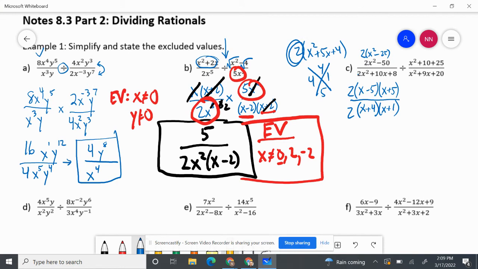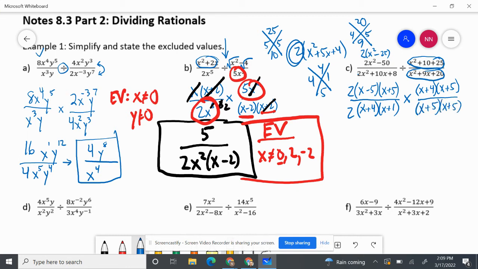I'm going to factor and flip the problems at the same time. So my denominator is now my numerator. Two numbers that multiply together give me 20, add up to 9 would be 4 and 5. So x plus 4 and x plus 5. Then our numerator is going to become our denominator. So two numbers that multiply together give you 25, add up to 10 would be 5 and 5. So that would be x plus 5 and x plus 5.